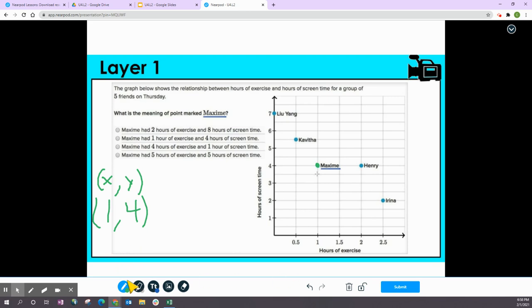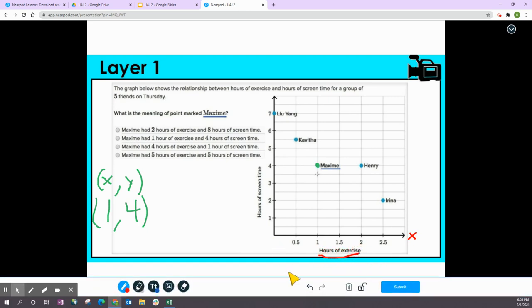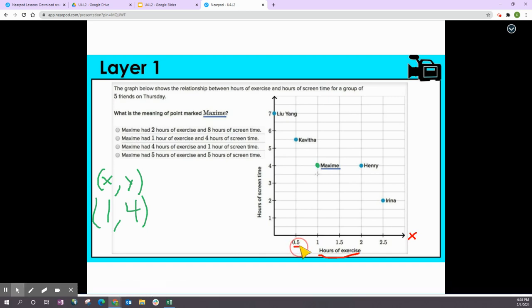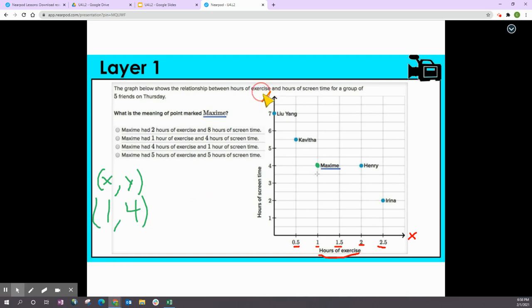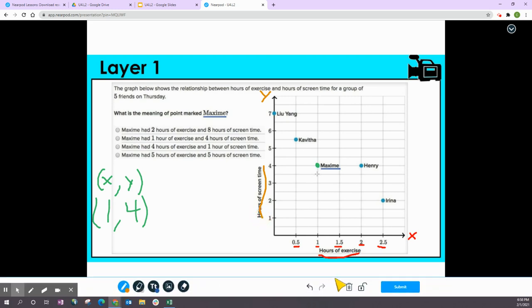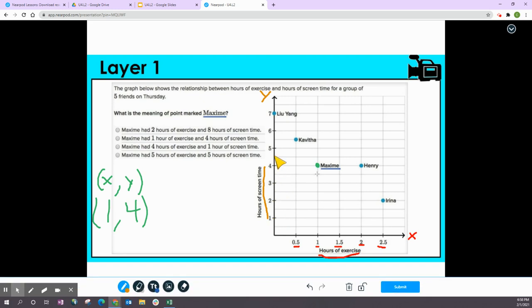Let's look at our labels for our axes to figure that out. I know that my horizontal axis is my x-axis, and that says that it represents the hours of exercise. So you could have had a half an hour of exercise, 1 hour, 1.5 hours, 2 hours, or 2.5 hours of exercise. My y-axis is the vertical axis, and I see that's labeled as hours of screen time. So it's at 1, 2, 3, 4, 5, 6, 7 hours of screen time, and so on and so forth.